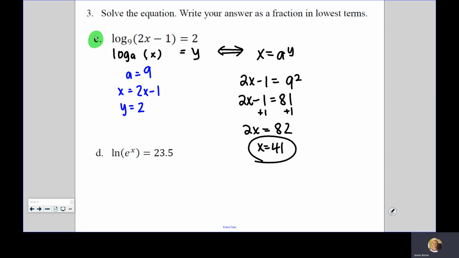So I like that one. You have to convert it over to exponential form and then use some stuff that we've learned in past units about linear functions to finish solving that.